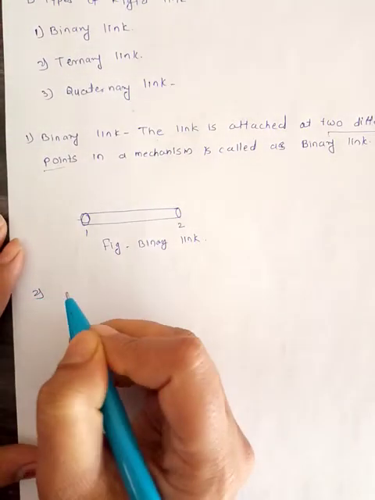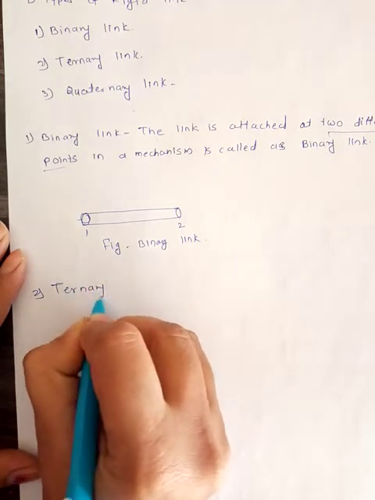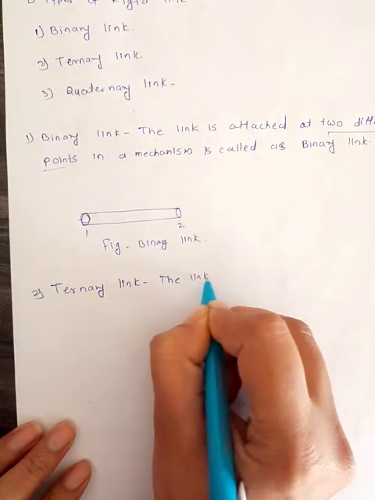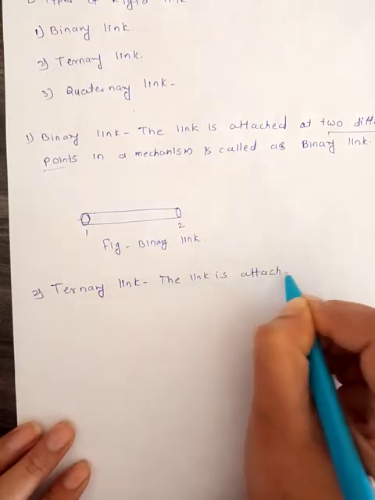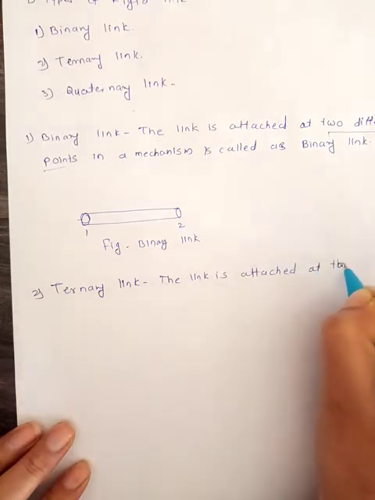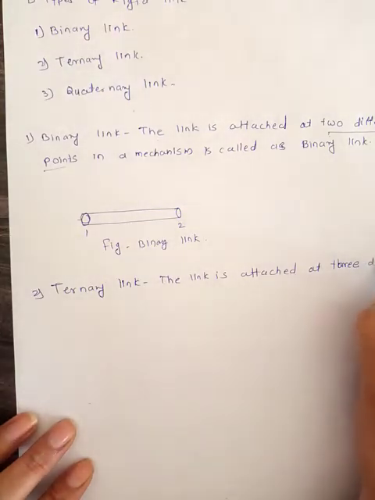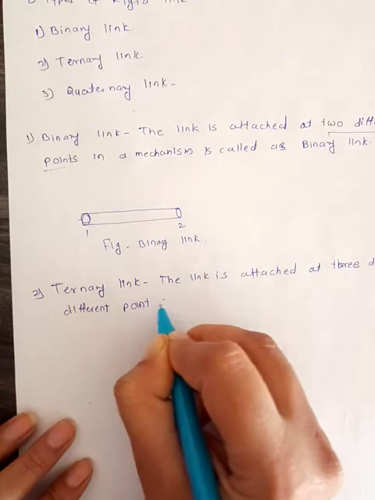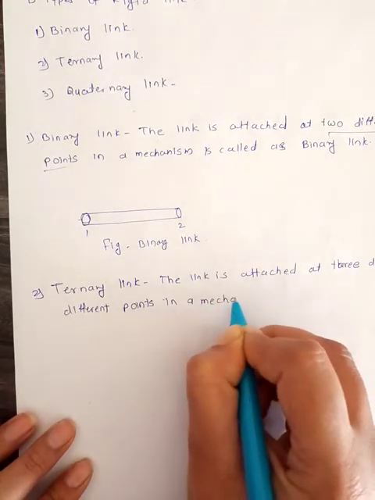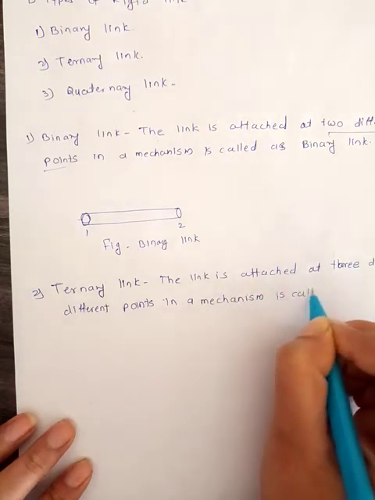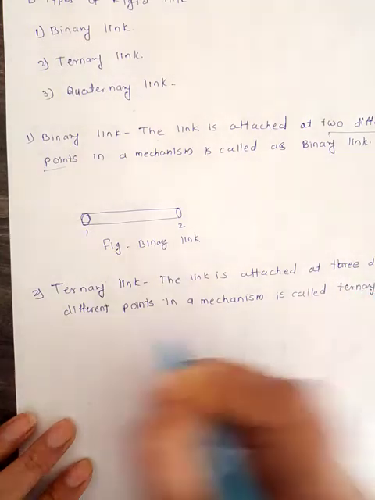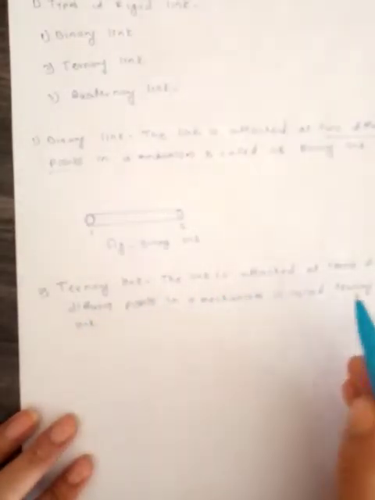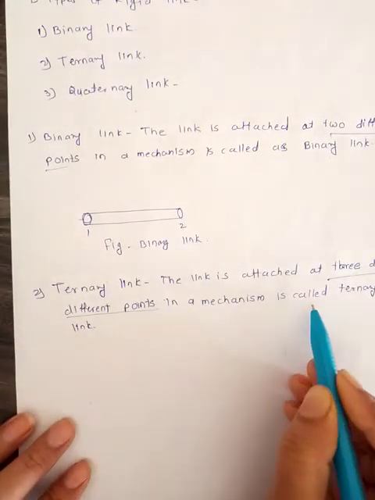The second is the tertiary link. What is a tertiary link? A link which is attached at three different points in a mechanism is called a tertiary link.